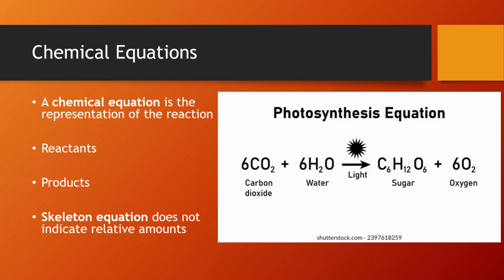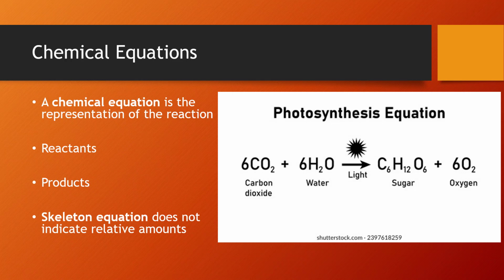A chemical equation is a representation of what is going on in a reaction. As you see here, the CO2 plus H2O is producing C6H12O6 plus 6O2. This is an equation for photosynthesis. The reactants are those things that are going to be reacting. Those are the things usually on one side of the equation where the arrow is pointing away from them. The products on the other side are what's produced during the reaction.